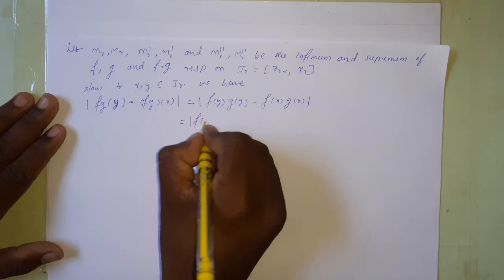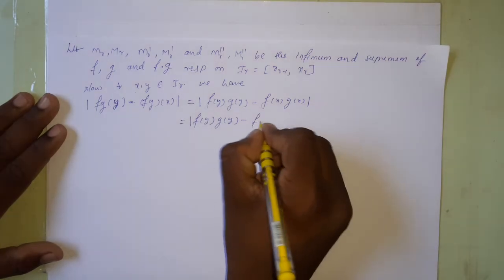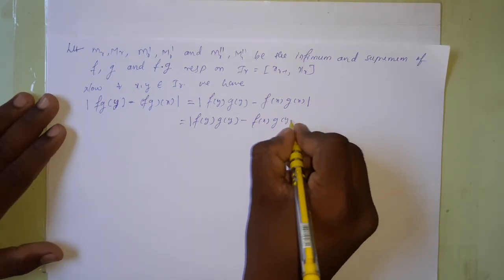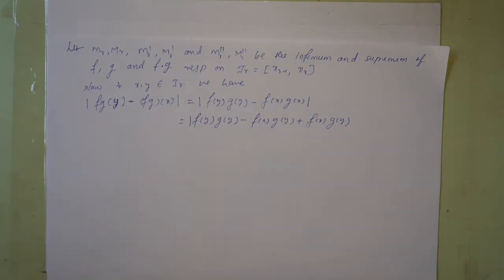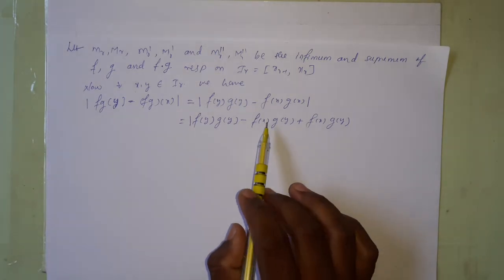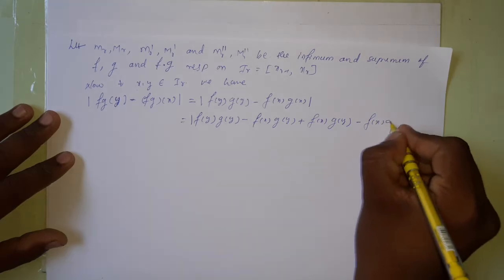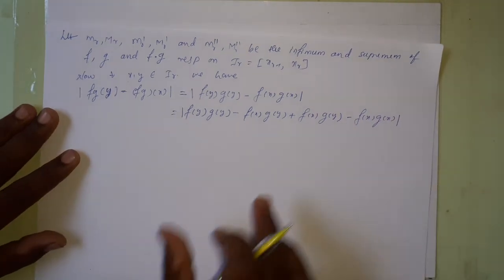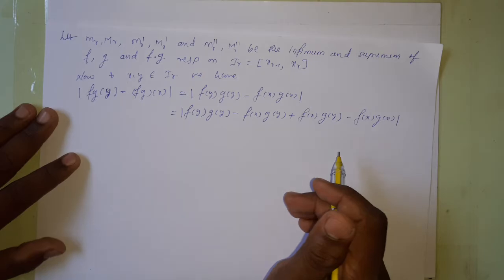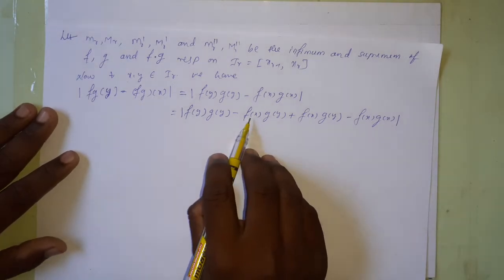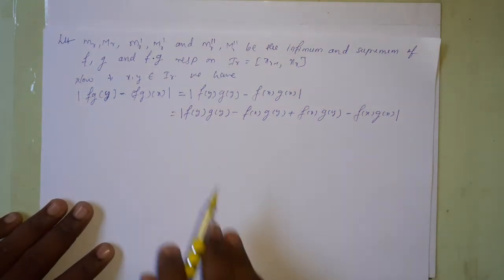Now this is equal to f of y into g of y minus, here add and subtract some quantity, that is nothing but f of x into g of y plus f of x into g of y. So here we have added and subtracted the value f of x into g of y, then this remains as it is, that is f of x into g of x. So now here we have written this step, that is f of y into g of y minus f of x into g of x as it is, but we have added and subtracted some extra quantity, that is f of x into g of y, added and also subtracted from the same expression.